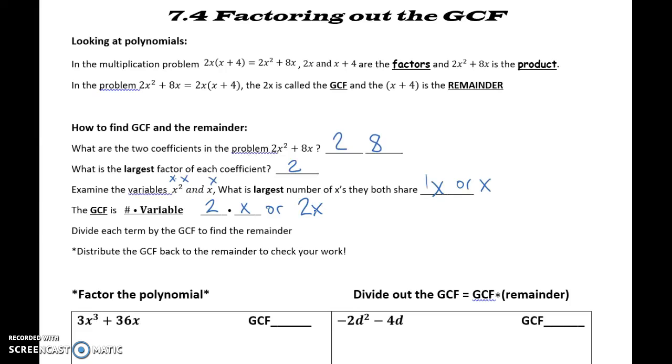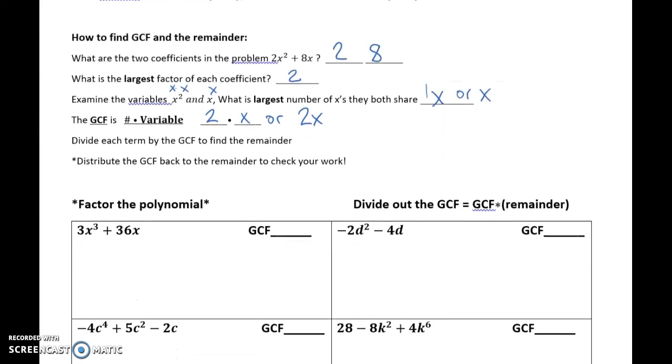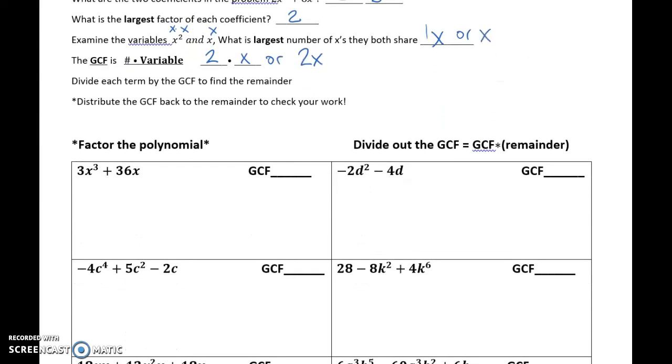So it's kind of, again, like doing two problems. You are dividing or finding the greatest common factor of the 2 and 8, and then of the variable, and then you are putting those together. And then to figure out what is the remainder, we divide. So this will make a little more sense once we start working on it here.